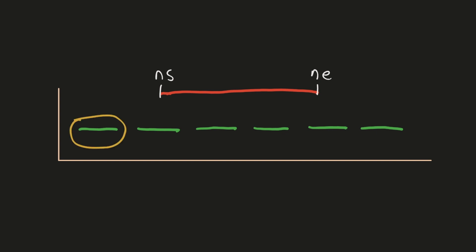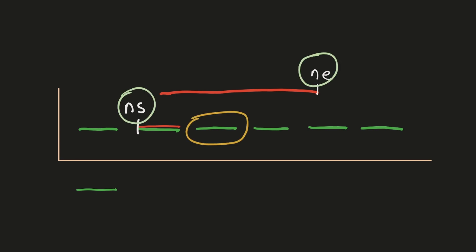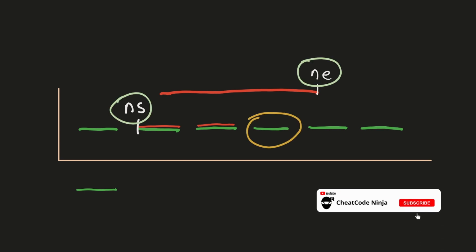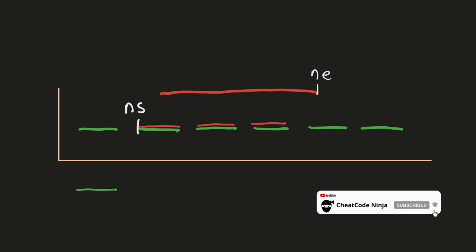Our first interval is before the start of the new interval, so there is no overlap. So we'll include this interval as it is. For our second interval, we see that there's an overlap. So we'll create a new merged interval and our new start value will be the minimum of the start values. Similarly, for our next interval, there will be an overlap and we'll minimize the start value and maximize the end value. Similarly, for our next interval, there will be an overlap and we'll create a new merged interval.